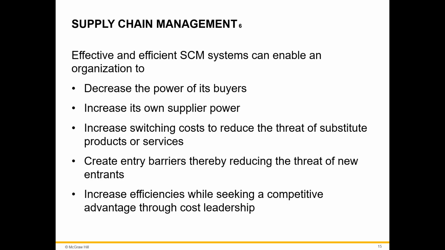An effective and efficient supply chain management system can enable an organization to decrease the power of its buyers, increase its own supplier power, increase switching costs to reduce the threat of substitute products or services, create entry barriers, thereby reducing the threat of new entrants, and increase efficiency while seeking a competitive advantage through cost leadership.